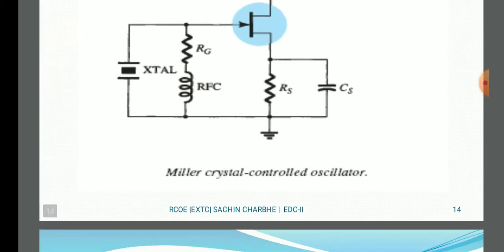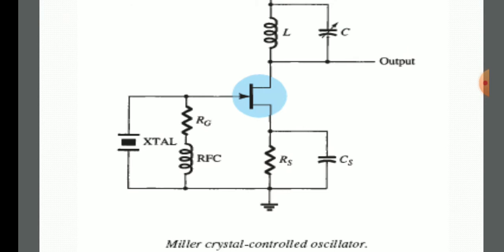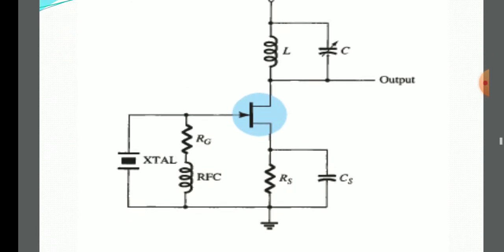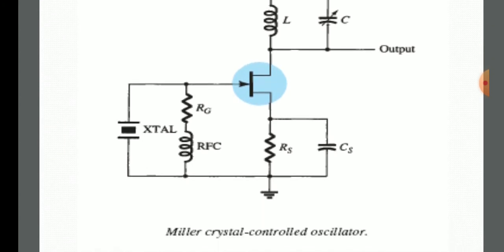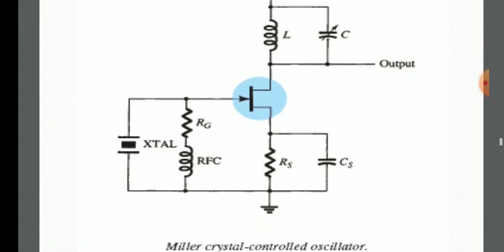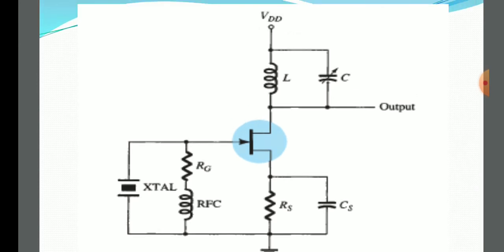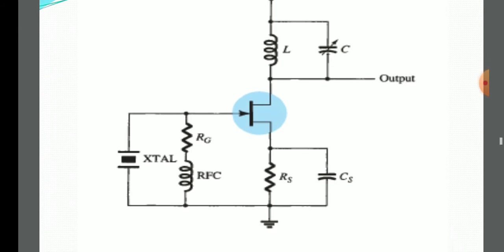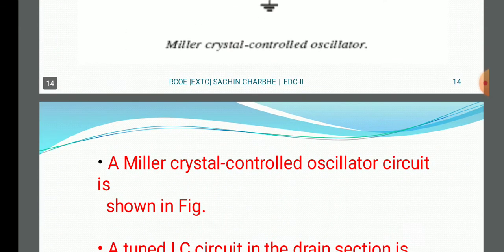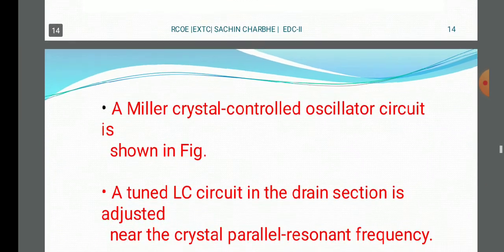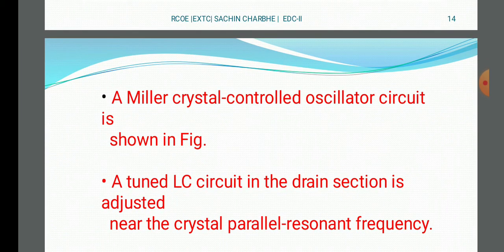This is the Miller crystal control oscillator. Here a FET is used, with a gate resistance choke, RS, and an inductance that is also a choke, and a variable capacitance C connected in parallel. A Miller crystal control oscillator circuit is shown.